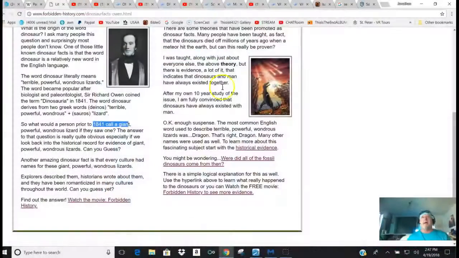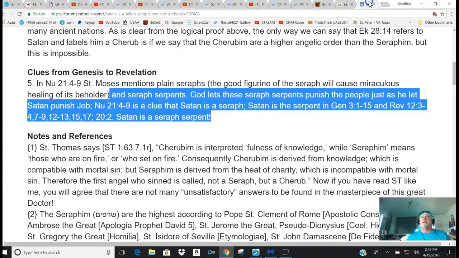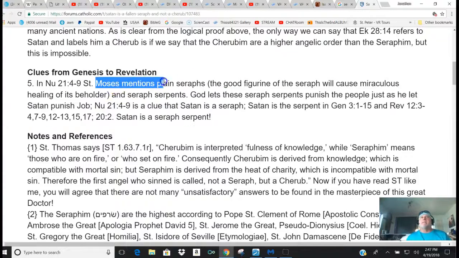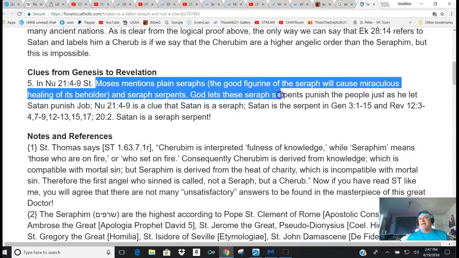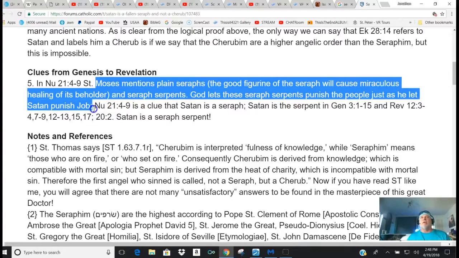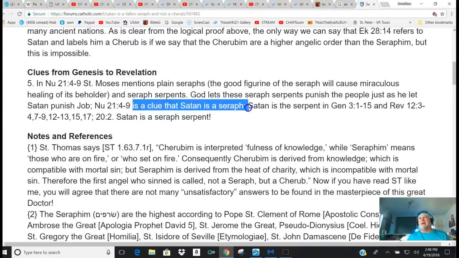You know what? Let's just look it up. I believe we should always vet everything. I'm going to go there right now, but while this is up, clues from Genesis to Revelation. Moses mentions plain seraphs. The bronze figurine of the seraph will cause miraculous healing of its beholder, and seraph serpents. God lets these seraph serpents punish the people just as he let Satan punish Job. Numbers 21:4 through 9 is a clue that Satan is a seraph.